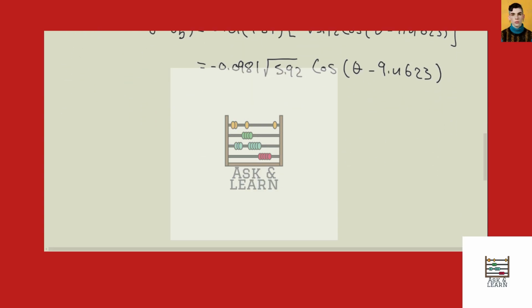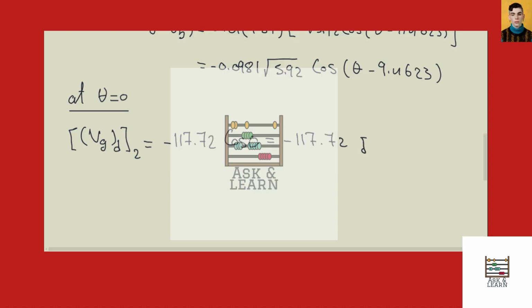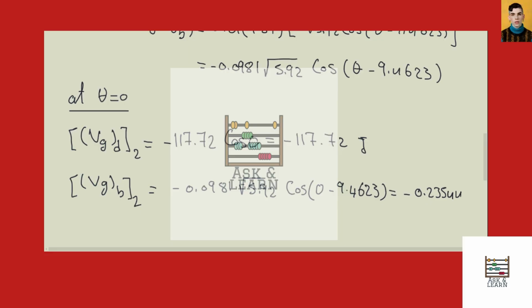At theta equal to 0, V_G D at 2 equals negative 117.72 cosine 0, which is equal to negative 117.72 joule, and V_G P at 2 equals negative 0.0981 root 5.92 cosine 0 minus 9.4623, which is equal to negative 0.23544 joule.